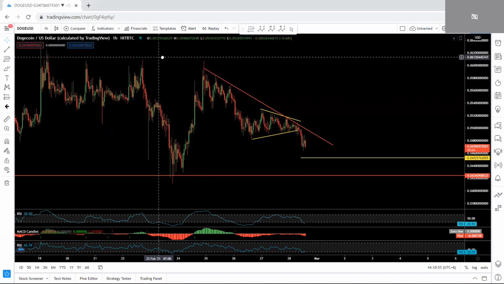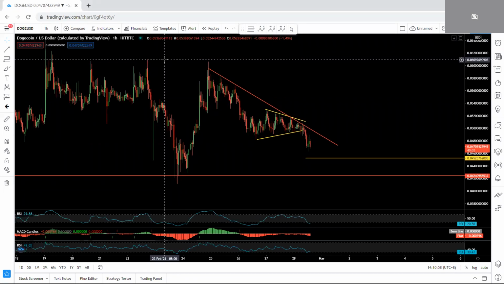By the way, we just follow the chart. If I see any trade setup that can confirm or any update, I will share.